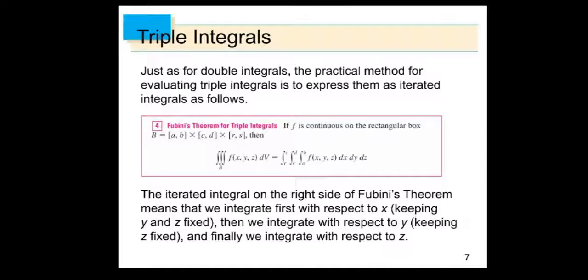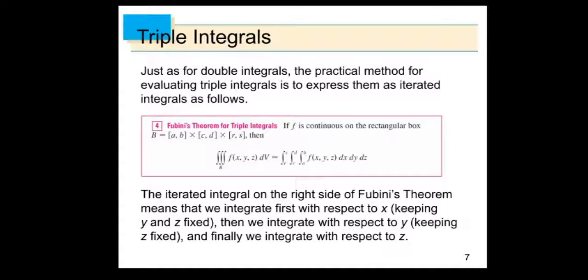now here you have to look carefully: the integral from r to s, the integral from c to d, the integral from a to b, of f(x,y,z) dx dy dz. So this is the iterated integral on the right hand side of Fubini's theorem. Now we have to go from inside out. Remember, the same thing we applied in our double integration, we have to apply in our triple integration. So we have to go inside out.